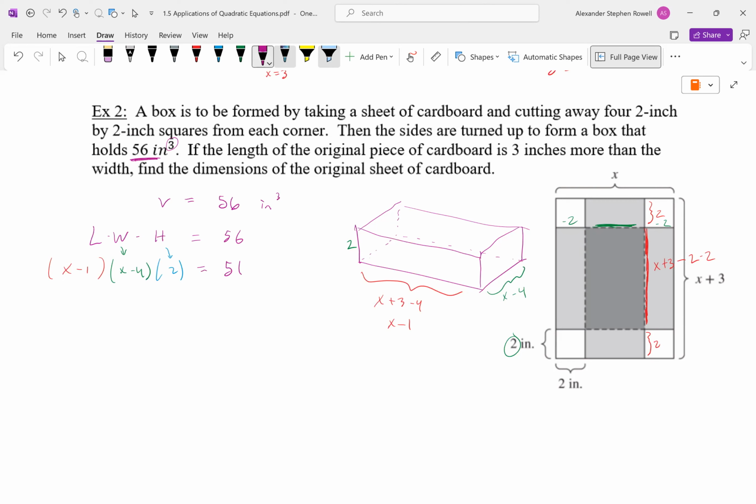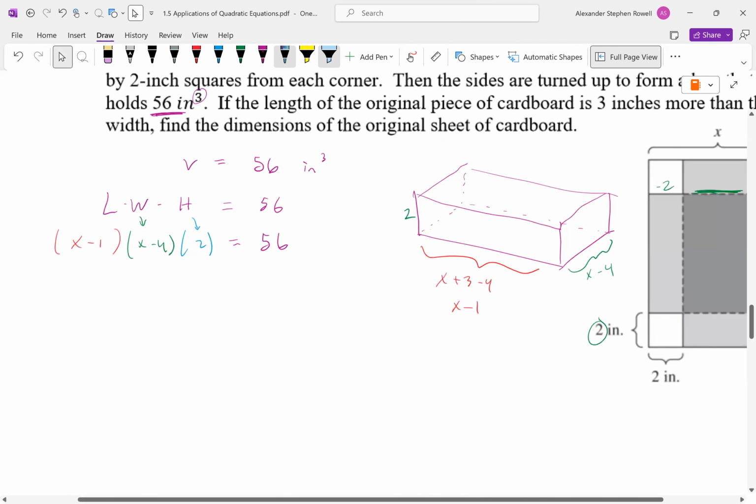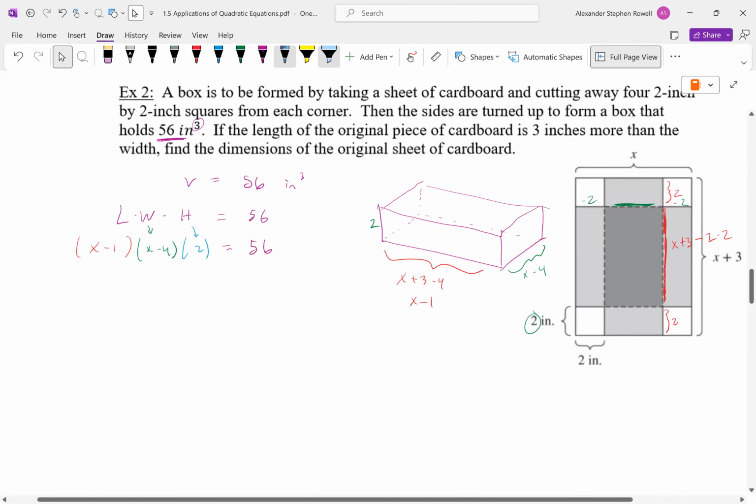What type of equation is this? Quadratic, because they're all quadratic, right? But we're multiplying an x term by an x term. So what's the first step to solve this quadratic? Good. Let's go ahead and FOIL this out.